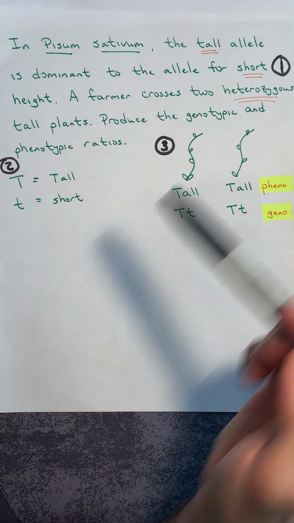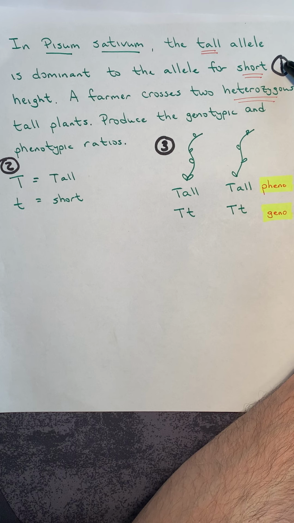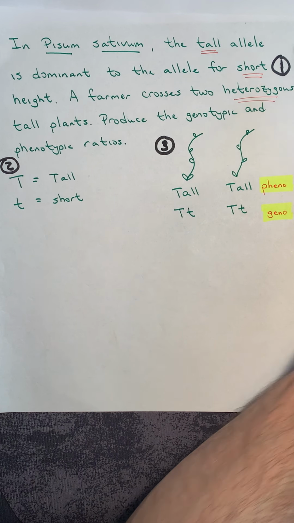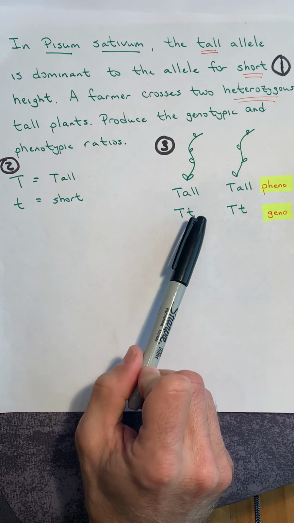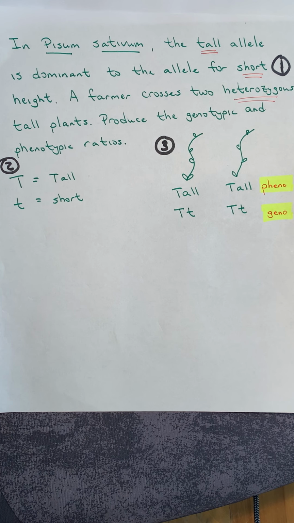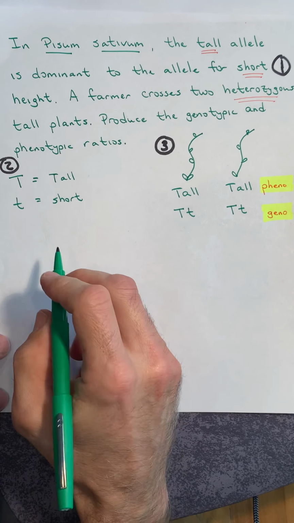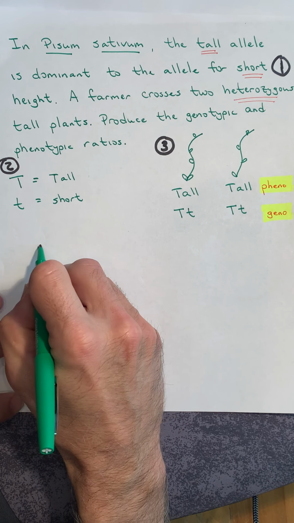So the first step is to read the problem, figure out what's dominant and what is recessive. Your second step is to define the alleles, and your third step is to draw out the parents. All right, now it's time to draw the Punnett Square, what Reginald Punnett gave us.